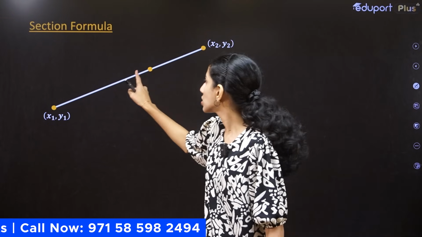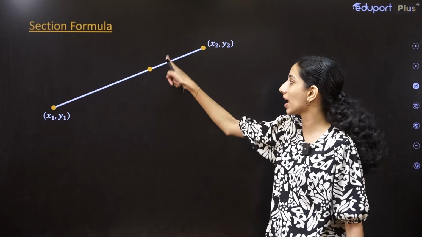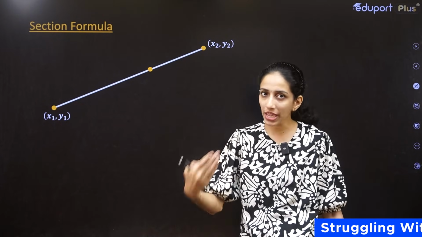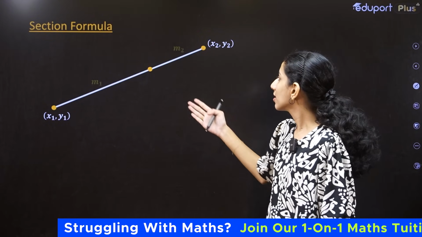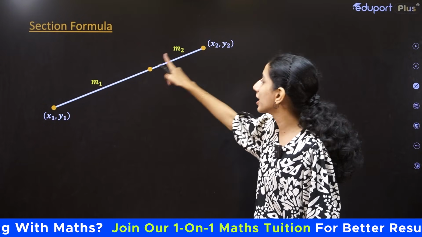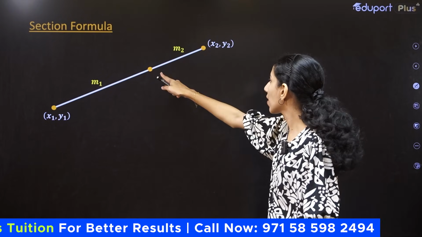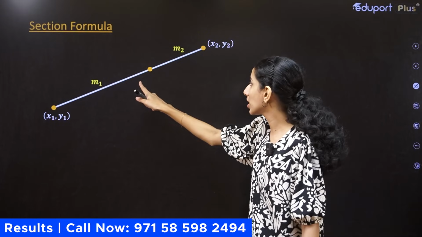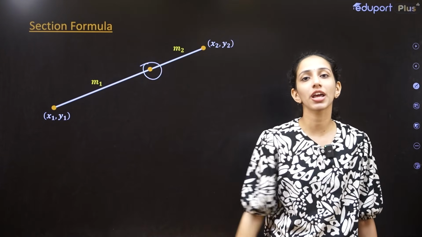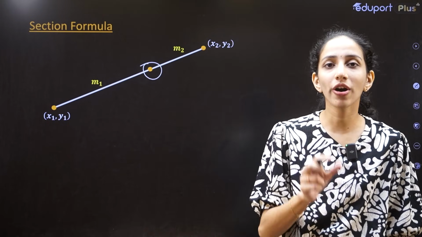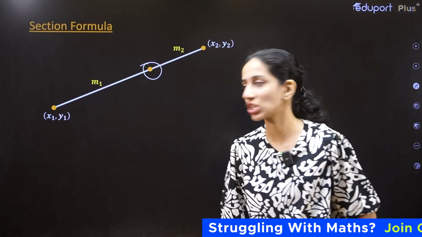And if a point divides this line into two parts, that may be equal, that may be unequal, we consider it as two parts. Then the parts are divided in the ratio m1 is to m2. This point divides this line in the ratio m1 is to m2. Then the coordinates of that point can be found using the section formula. That is the aim of the section formula.